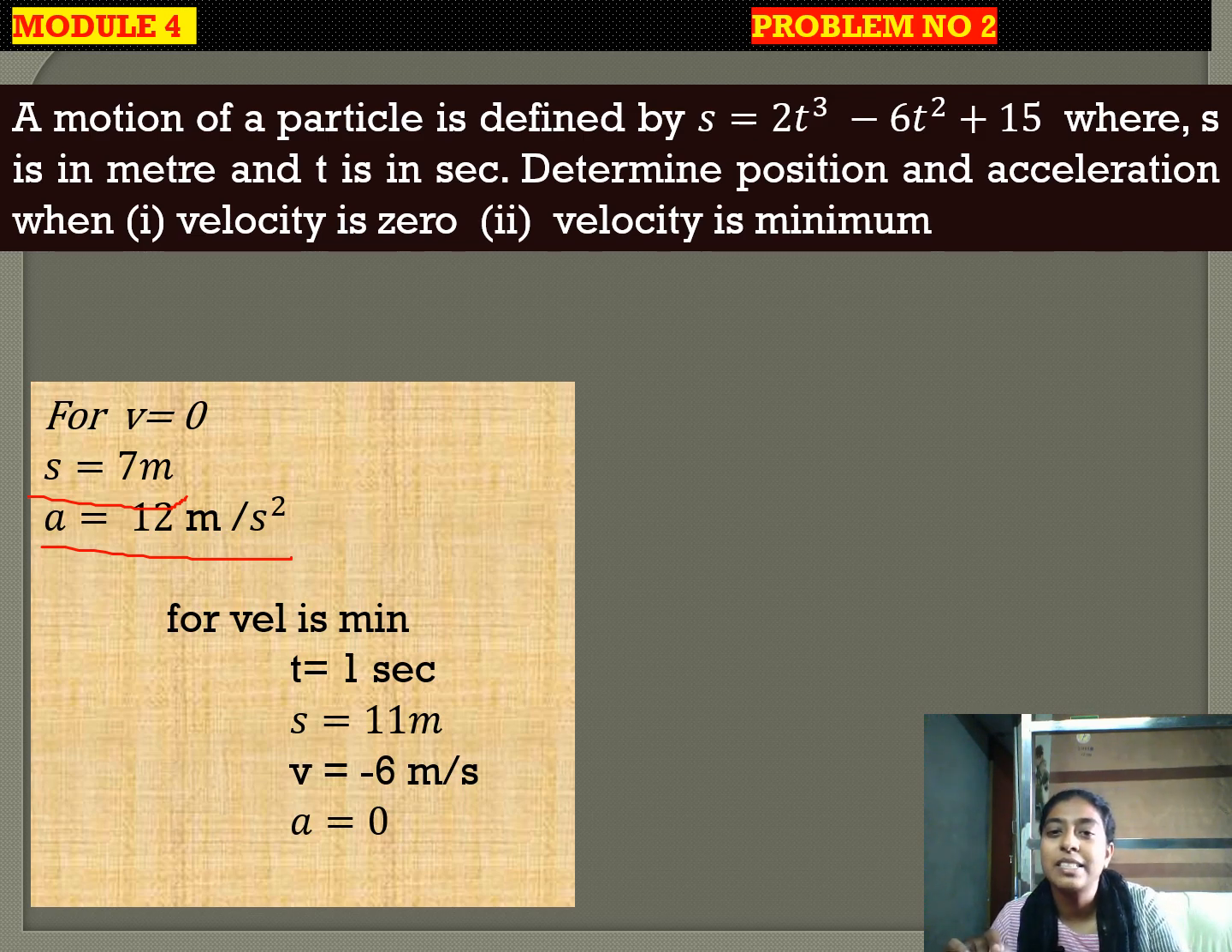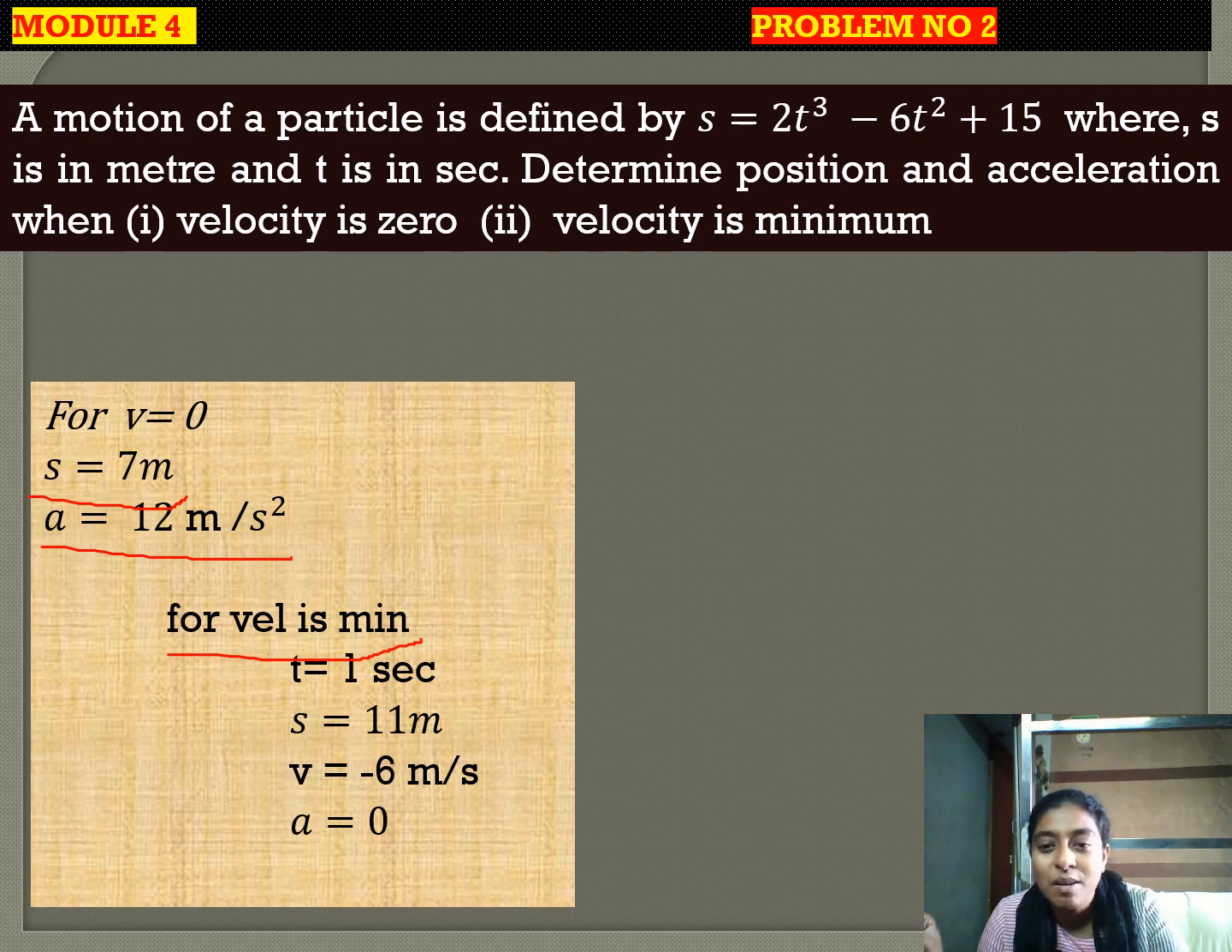Now the second part is velocity is minimum. For the velocity to be minimum, your condition is you have to differentiate the velocity. That is dv by dt equal to 0. That is acceleration equal to 0. dv by dt is acceleration, that is equal to 0.